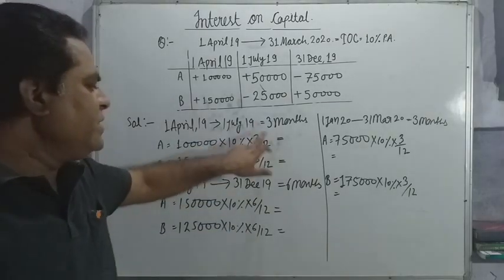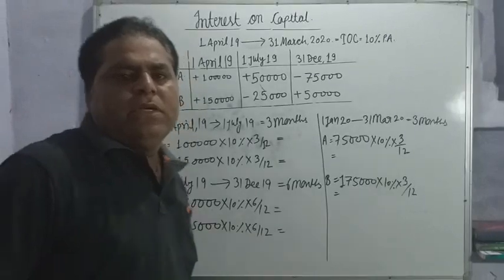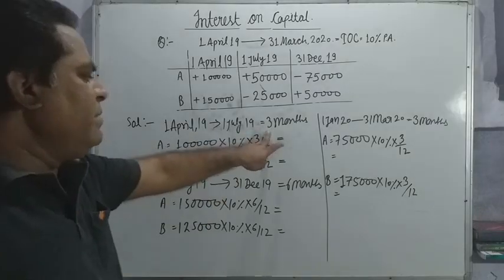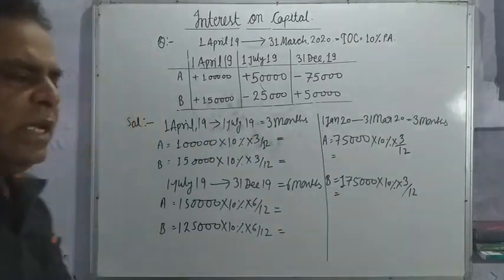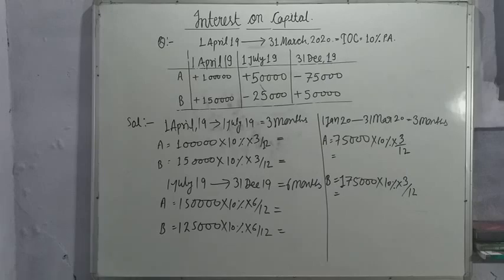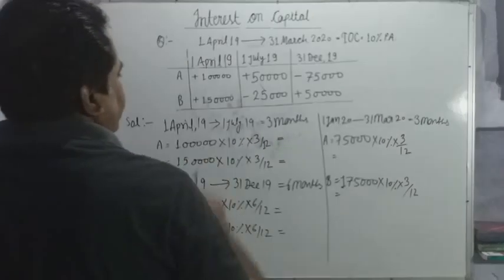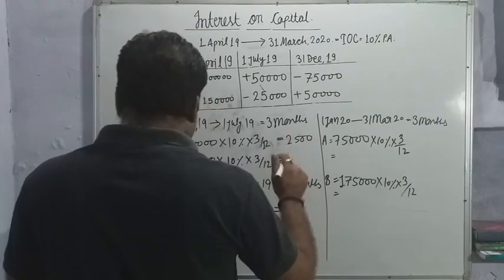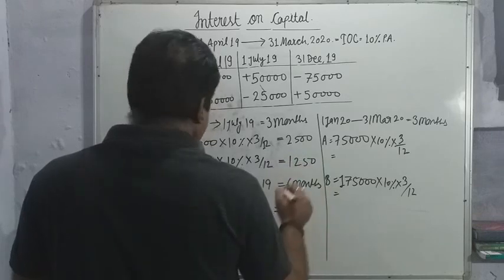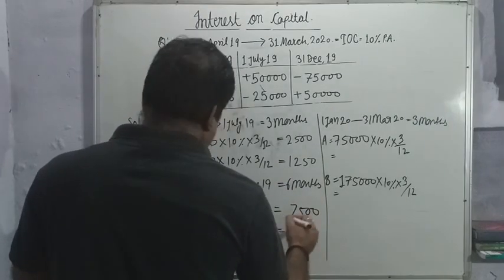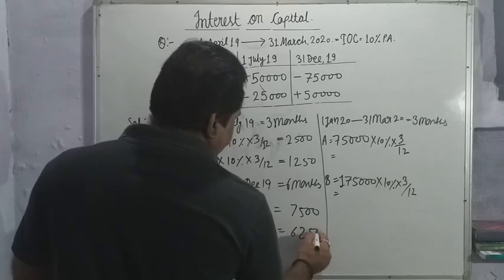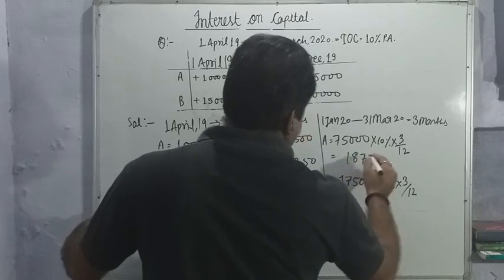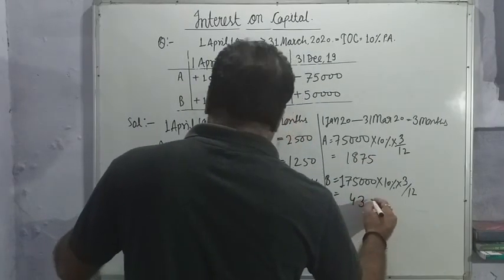So 3 months, 6 months, 9 months, and this is 3 months. 9 and 3, 12 months. So after that you find the result for this 3 months, for this 6 months, and for that 3 months, and find the sum. This sum will be interest on capital for A and B. So suppose I am doing first of all for this 3 months. So the amount will be 2,500, and here 1,250, here 7,500, here 6,250, here 1,875, after that here 4,375.